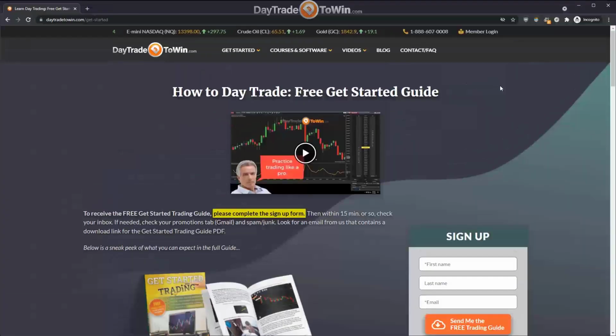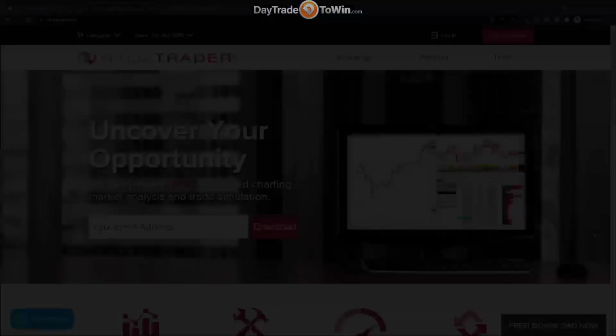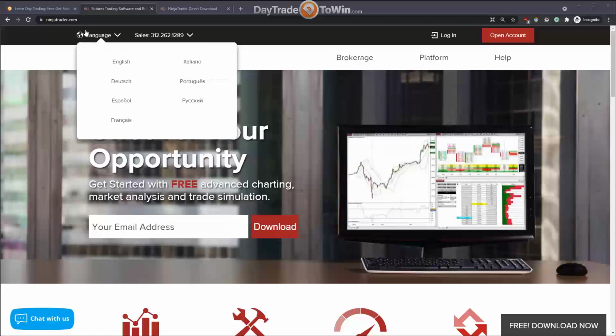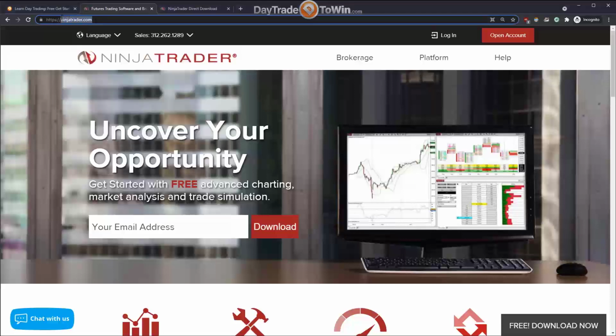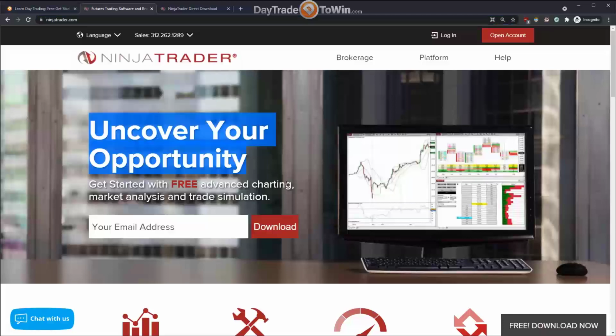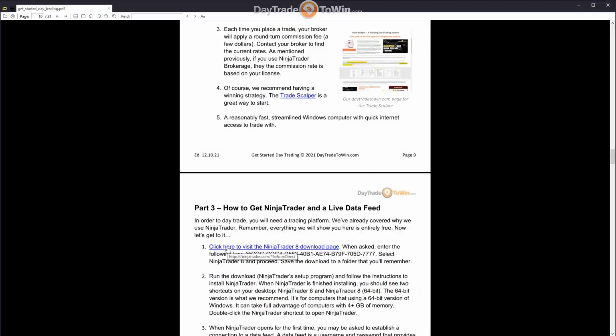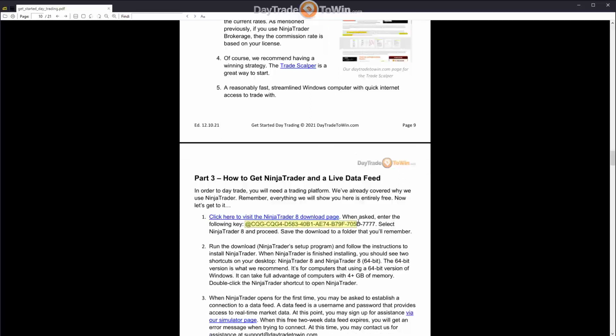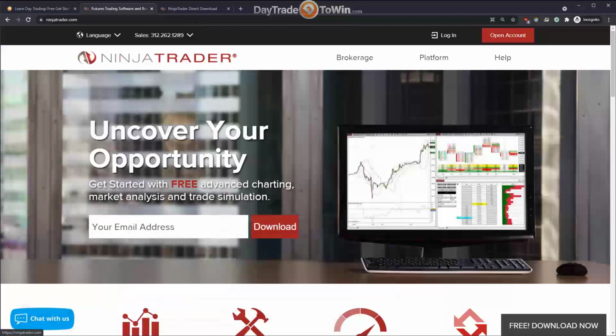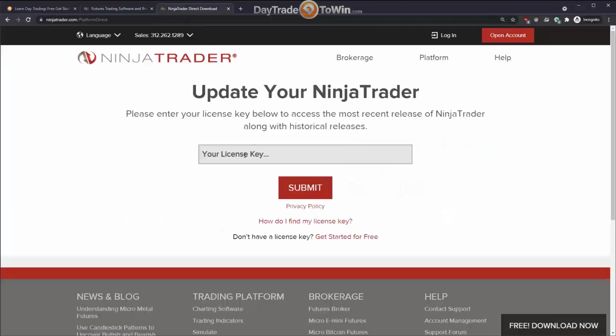So now we will look at downloading the platform that we use, which is called NinjaTrader. To get NinjaTrader, you could just go to ninjatrader.com in your browser and you'll see this large area here, input your email, and you'll get the download. But if you go by our Get Started Trading Guide, you're going to click this link here in part 3 and then use this license key to generate the download. And that page here looks something like this. This is where you put the key, you click on submit, and then you download a setup program. And that setup program installs NinjaTrader.